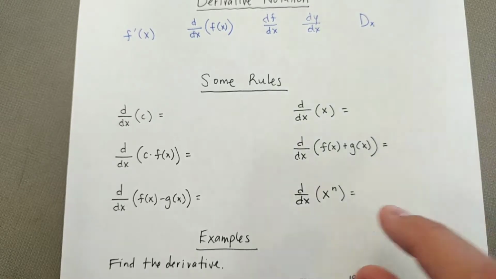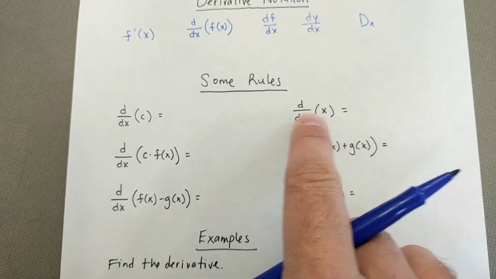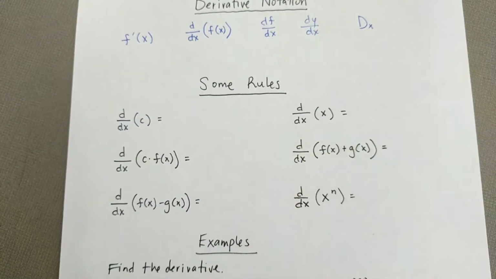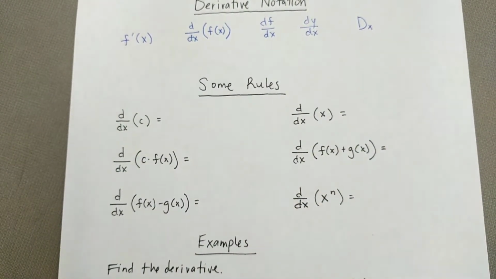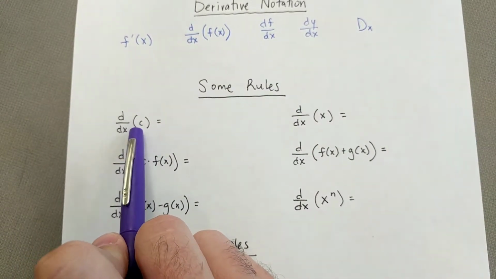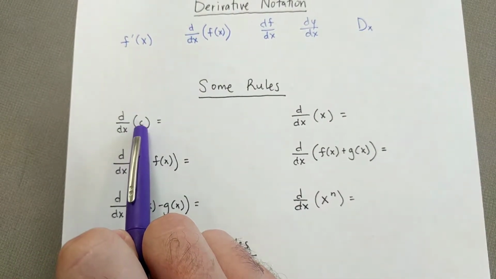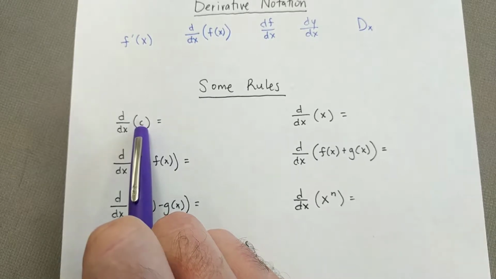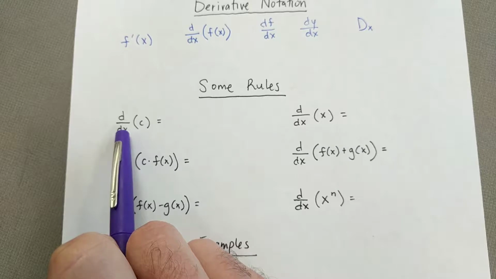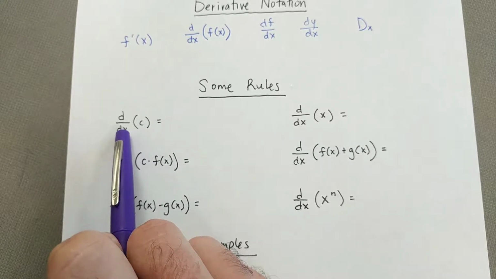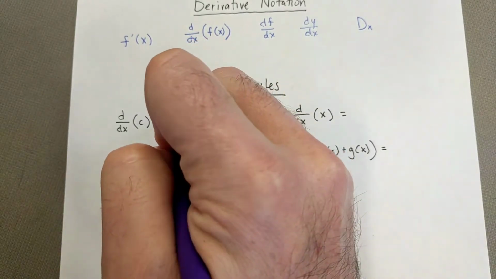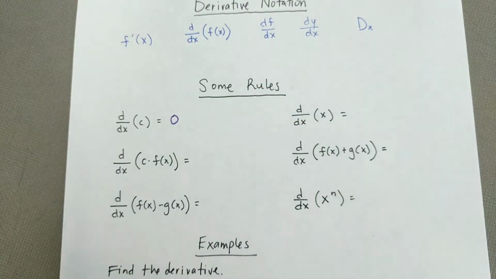So let's start with these two here. What is the derivative of c if c is a constant? Well, I think the graph of this is the most helpful. If you graph a constant, like y equals 2, let's say, it's just a horizontal line. And when you think about what a derivative is trying to tell us, which is the slope of your curve, the slope of a horizontal line is always 0.